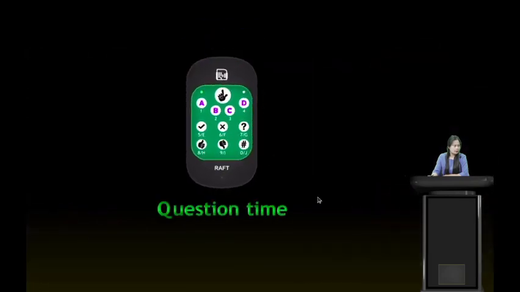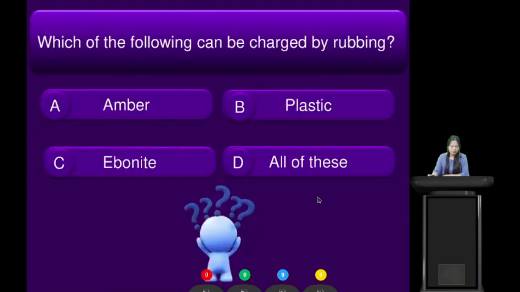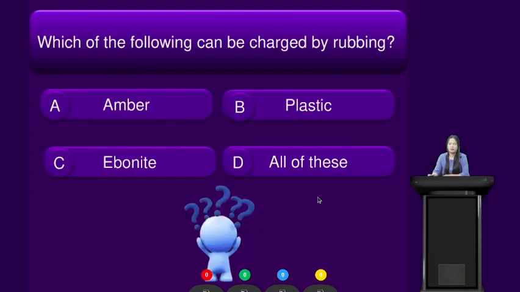Our question is, which of the following can be charged by rubbing? We have four options. I'm giving you 30 seconds to respond to this question. Your time starts now. Which of the following can be charged by rubbing? Option A is amber. Option B is plastic. Option C is ebonite. Option D is all of this. So which of the following can be charged by rubbing?